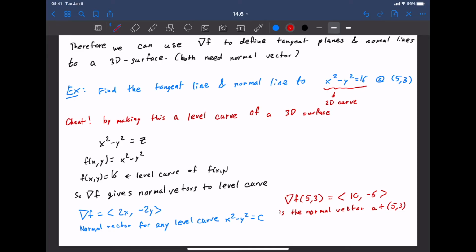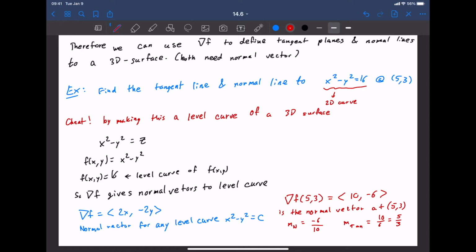So the slope of the normal vector is negative 6, always the y over the x. And the tangent slope would be 10 over 6, or 5 over 3. I guess I could have reduced the other one too. Okay?